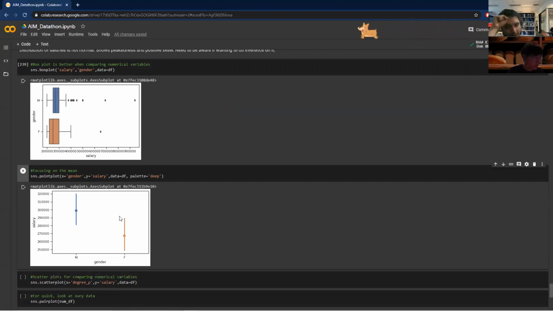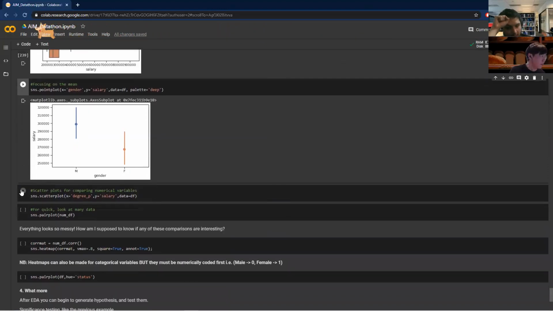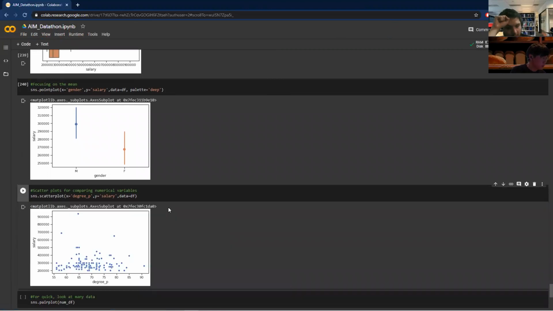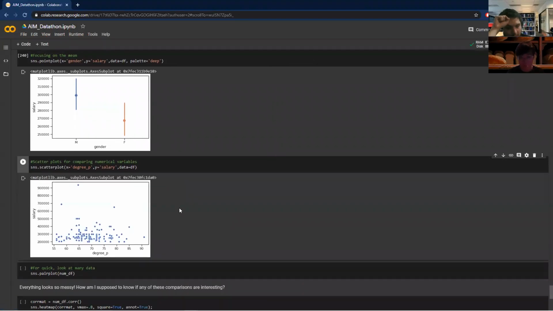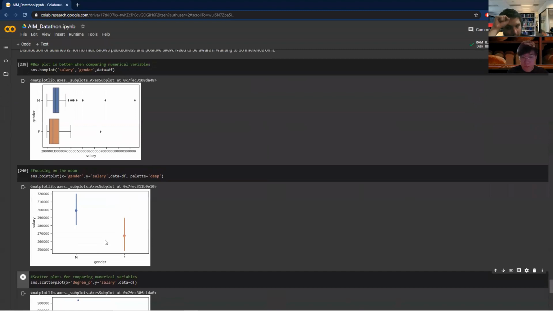And you can see that it's overlapping, so it's clearly not statistically significant. But once again, there seems to be a tendency for males to be getting higher pay than females from this data set. And this is looking at a numerical variable and a categorical variable, and how we can compare categorical variables for numerical variables.